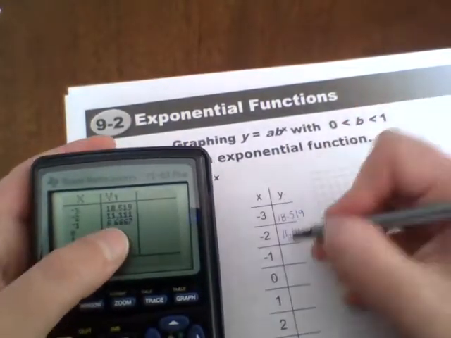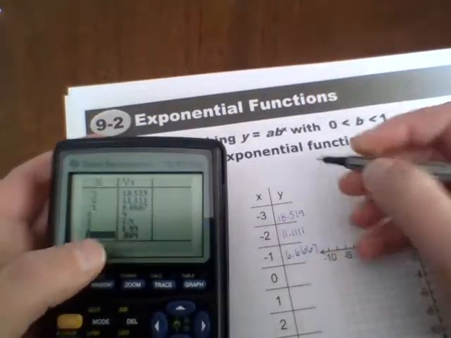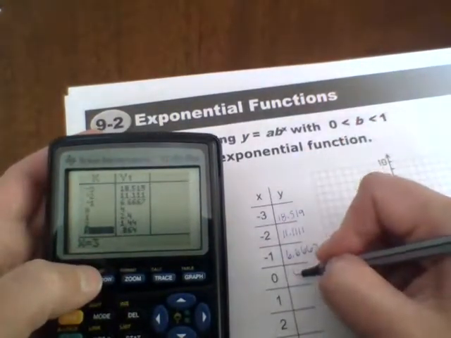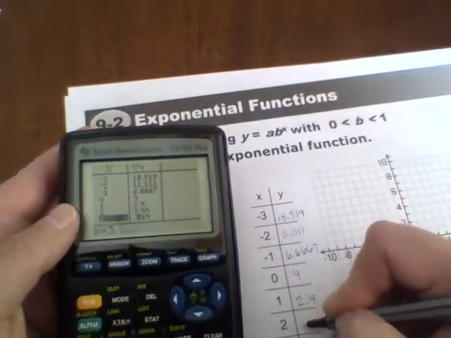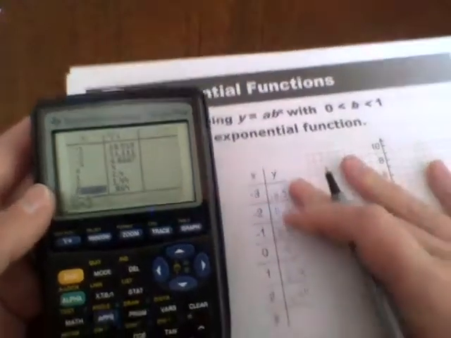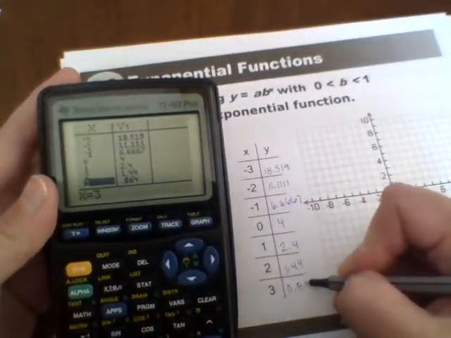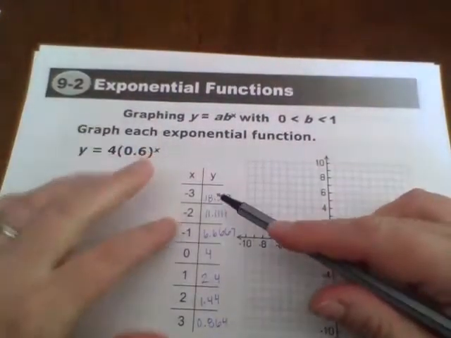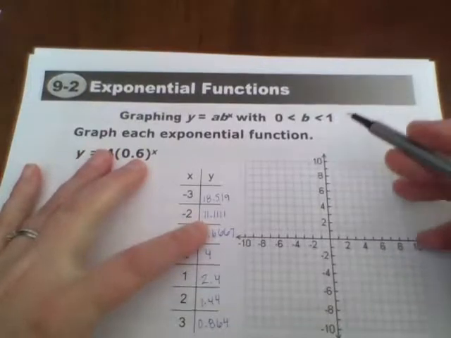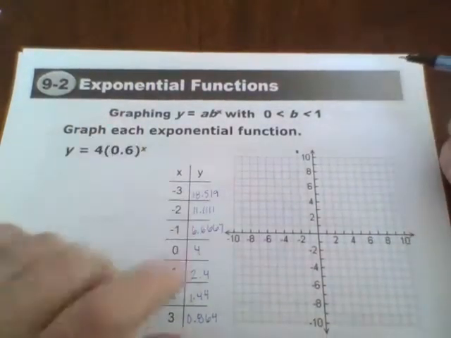Oops, too many ones. Anyway, -1 is 6.667. 4 is 4. 0 is 4. 1 is 2.4. 2 is 1.44. And 3 is starting to get closer to that 0. So 0.864. So going ahead to plot this, we can't necessarily plot -3, 18, or even -2, 11, but we can kind of fudge it if we want.